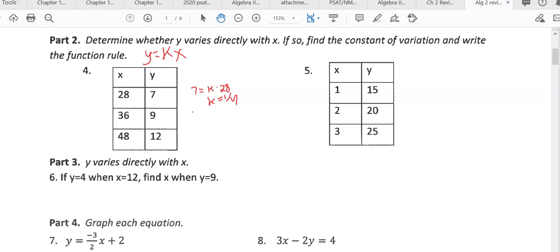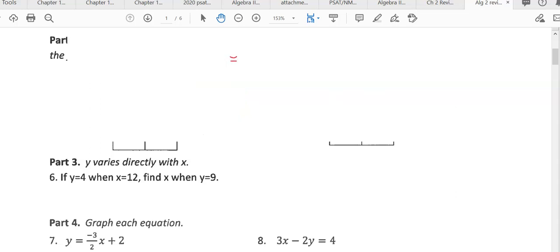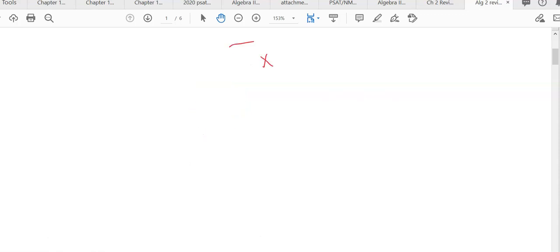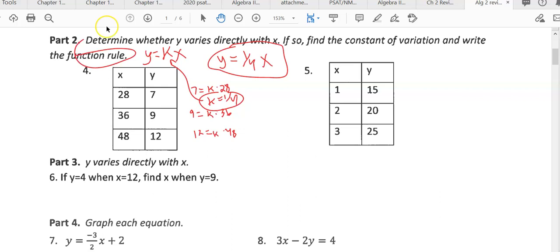Same thing here, if you plug in 9 equals k times 36, divide by 36, you get k equals 1/4, same thing. If you say 12 equals k times 48, divided by 48, you get 1/4. So k is definitely 1/4. Once you figure out k is 1/4 for all 3 points, the equation, the function rule, is y equals 1/4 times x. So that's the function rule.